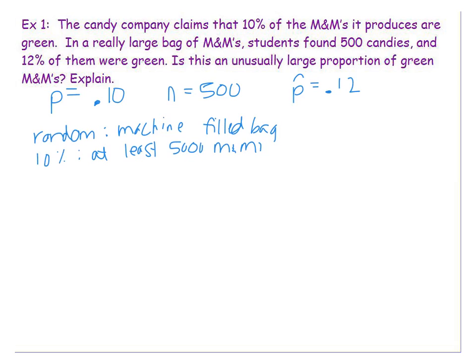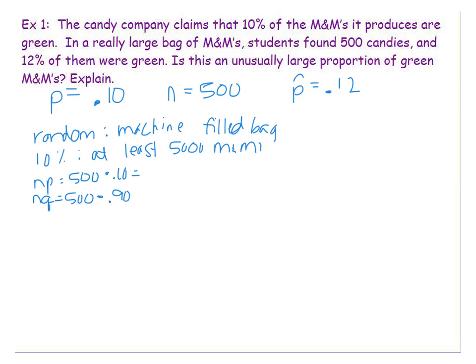Then the last thing we need to do is check our NP and our NQ. So we're going to take 500 times 10%, and 500 times, well, our other percent would be what's left, and 100 take away 10 is 90.